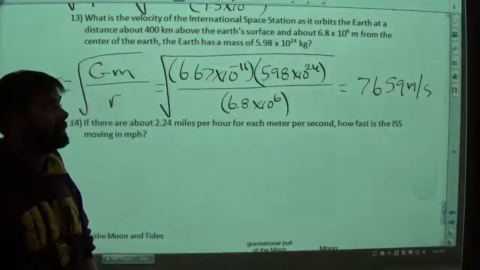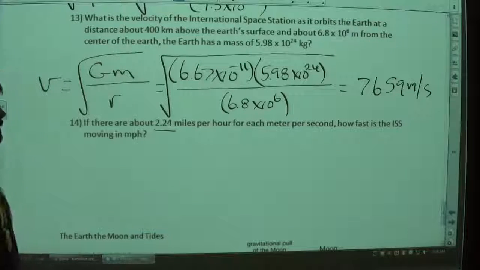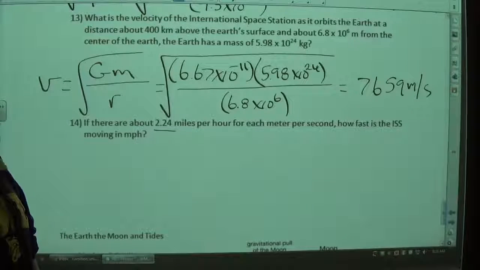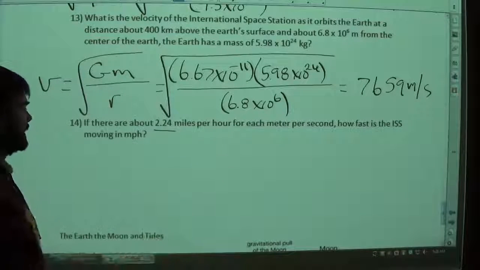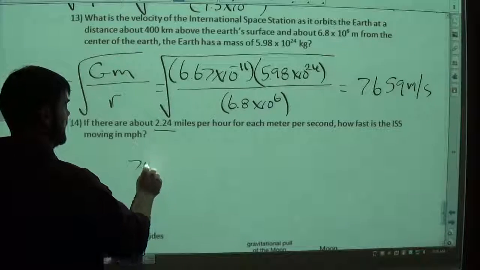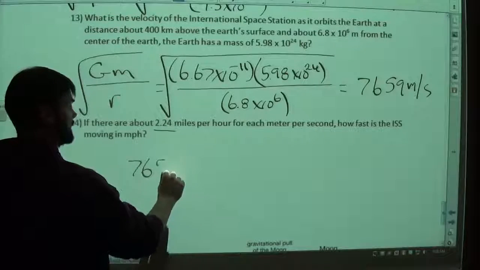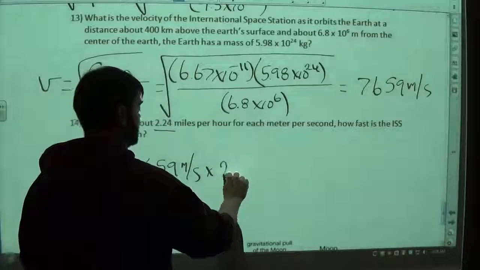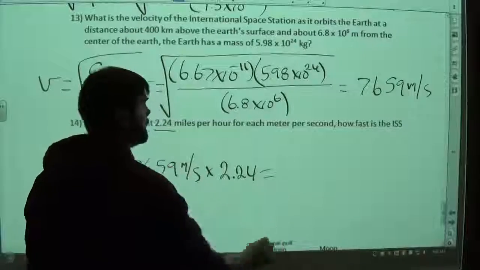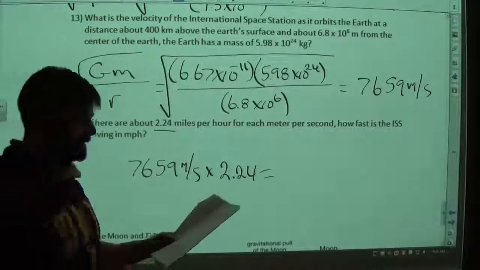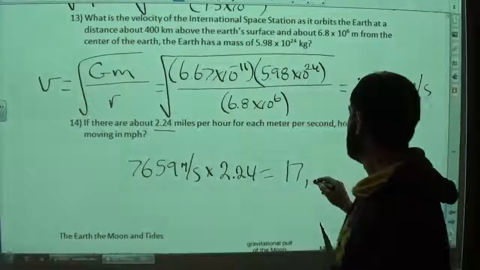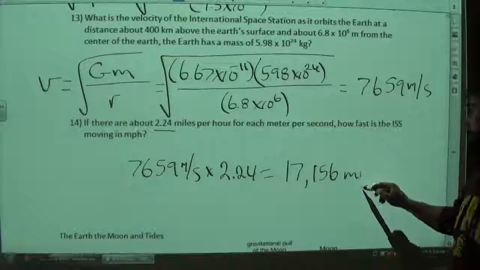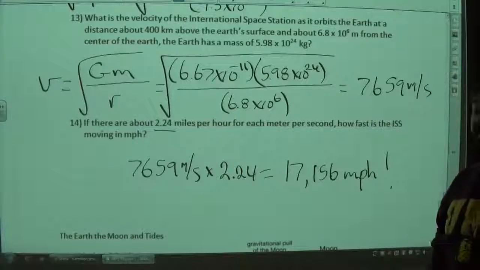And for number 14 here, we're going to actually figure out how fast this is moving in miles per hour. So just to put it into perspective, for problem 14, they say there's approximately 2.24 miles per hour for every single meter per second. So just for some fun here, let's see how fast we're going to be going. If we take the 7,659 meters per second and multiply it by this 2.24, this gives me a velocity now of 17,156 miles per hour. That is extremely fast.